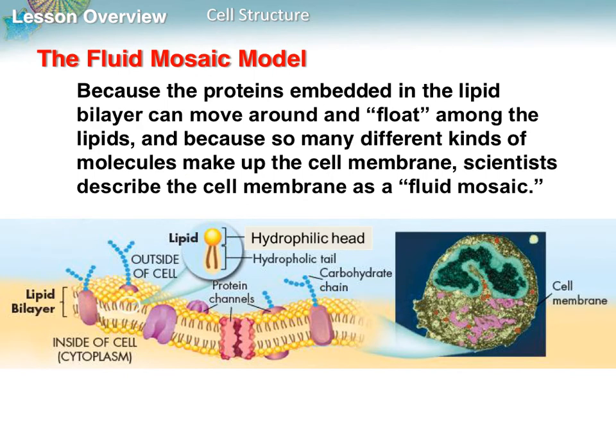These proteins that are embedded in the lipid bilayer have the ability to move around, the proteins can, and kind of float around among the lipids. And there are many other different kinds of molecules in the cell membrane. Scientists often describe the cell membrane as a fluid mosaic. A mosaic in art is a painting or a picture made up of a bunch of small little pieces of tile. So we have a bunch of small little pieces that make up this whole cell membrane, and it's fluid because things can float around. So fluid mosaic.